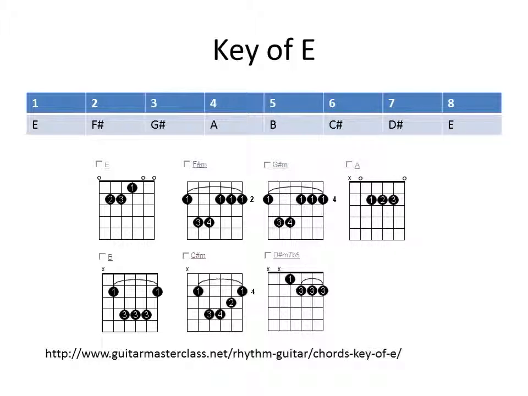But that's the key of E. I generally do not use that one very often at all. And when I say that one, I'm talking about this whole group of chords with a capo. I generally don't use this group of chords with a capo. But it can be done. I'm trying to say that it's possible.